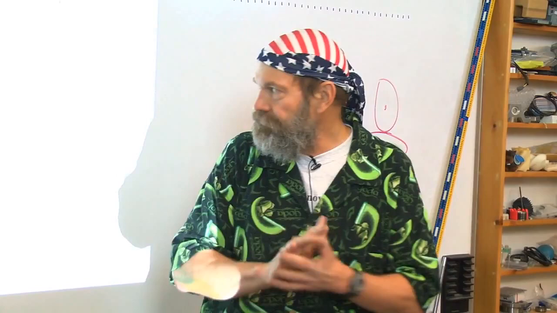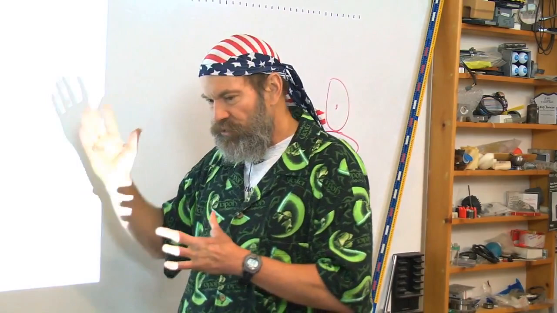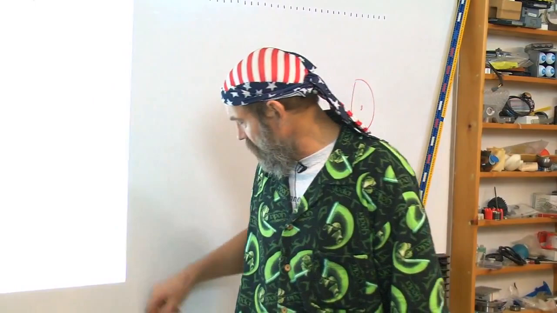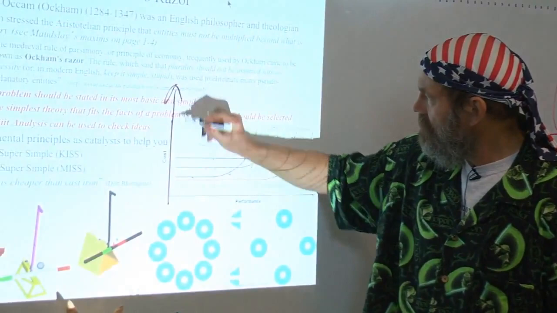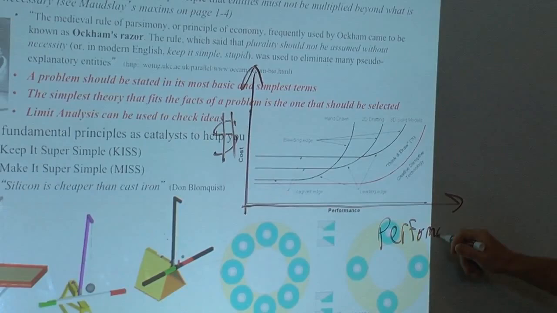Let's do an exercise to help you learn about how to actually apply the principle of Occam's razor. Occam's razor means you want to cut through all the chaff and see what's there. How do you use this in design? Everything in design has a cost. Everything in design has some level of performance. Generally, as you get higher performance, the cost goes up.